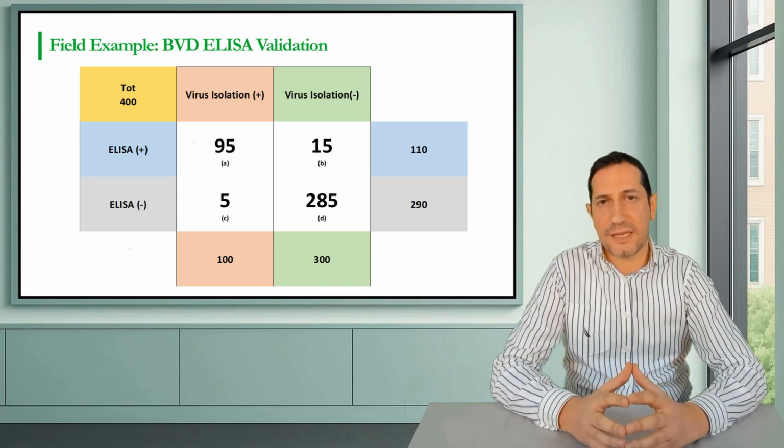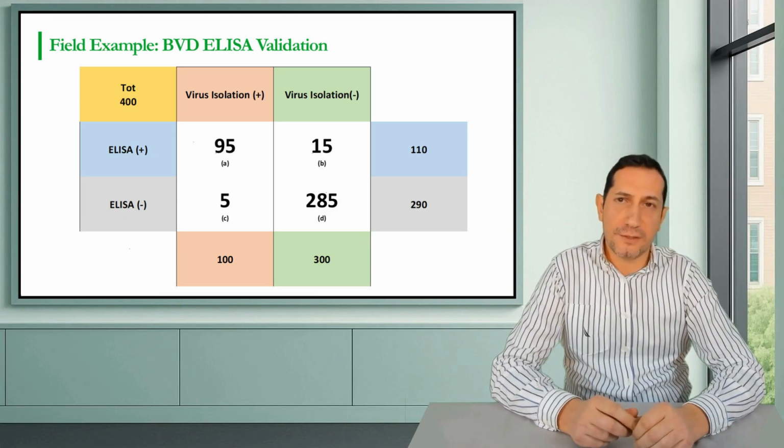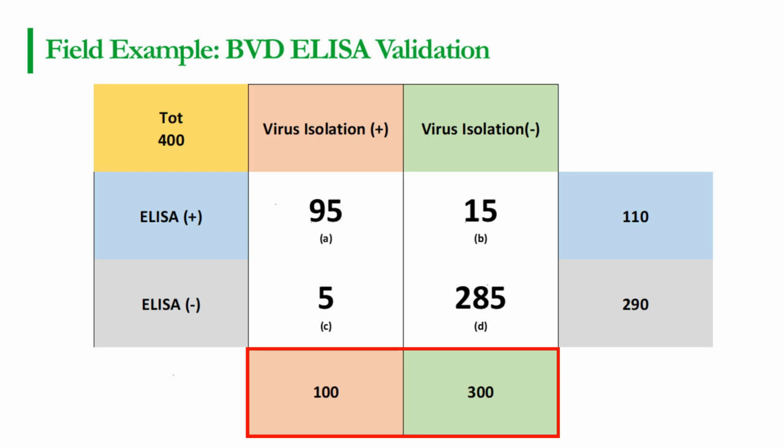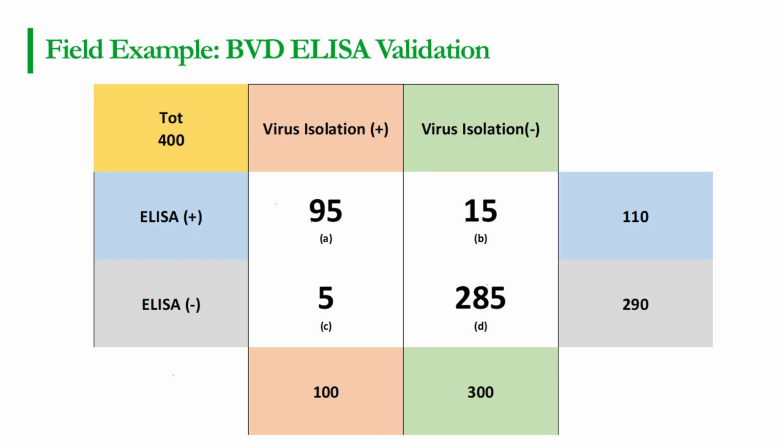We continue by putting the study data into the 2x2 format, total animals tested 400. Based on virus isolation, 100 are infected and 300 are not infected. The ELISA results distribute across the 4 cells: 95 in the true positive cell, 15 in the false positive cell, 5 in the false negative cell, and 285 in the true negative cell D. The raw totals confirm this. ELISA positive total is 110, ELISA negative total is 290.